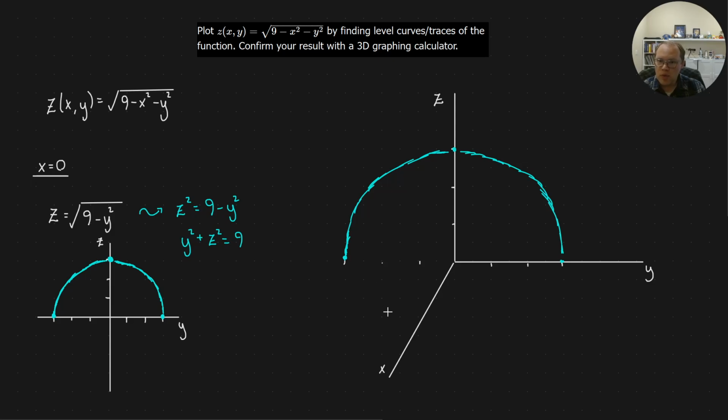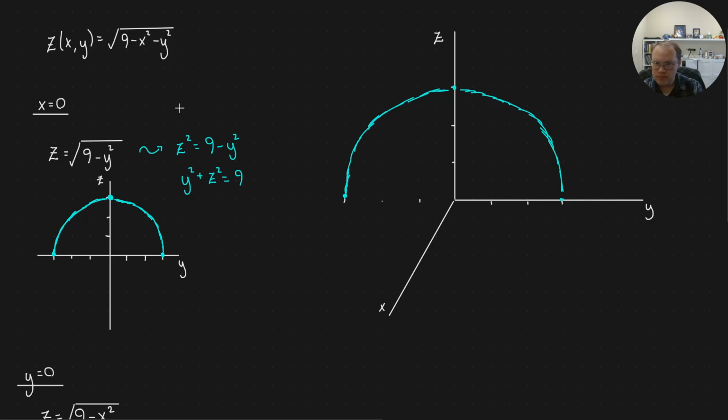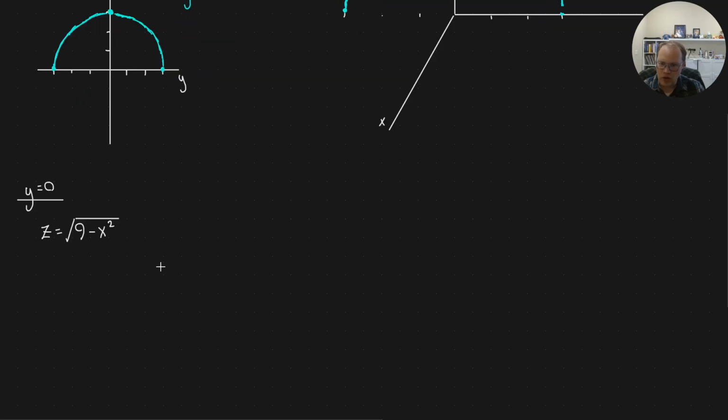Okay, so let's do y equals 0 now. The other vertical trace. That would give me z equals square root of 9 minus x squared. Right? Well, that's easy to work with. It's exactly what we got up here. We're just swapping out the y for the x. So in the xz plane, we'll get the exact same thing. We'll get a half circle of radius 3.